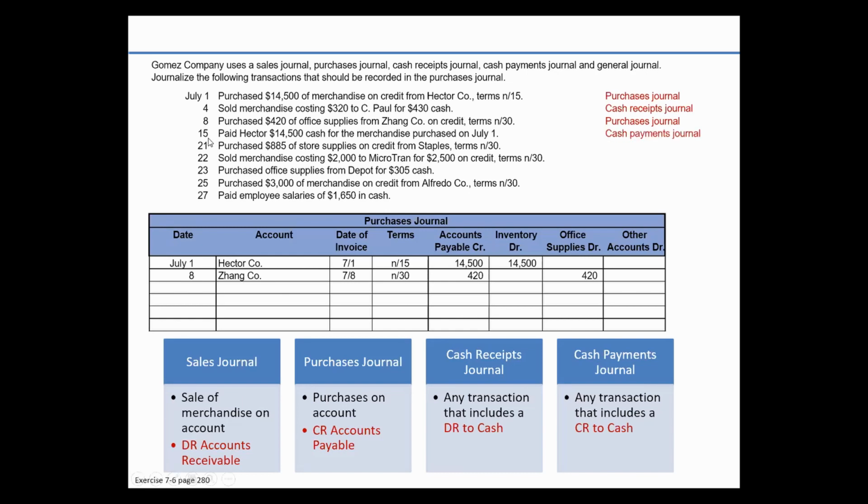And then on the 15th, we paid Hector $14,500 cash for the merchandise that was purchased on July the 1st. Well, that would go in the cash payments journal. So we'll look at that a little bit later.